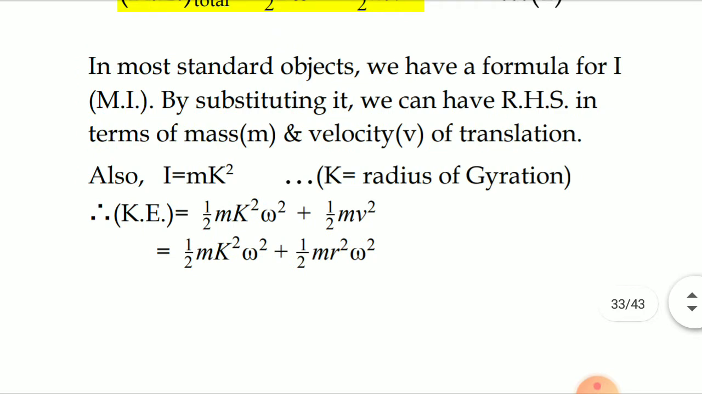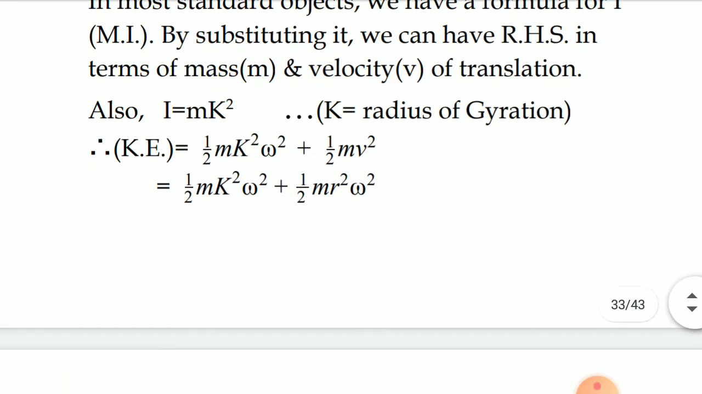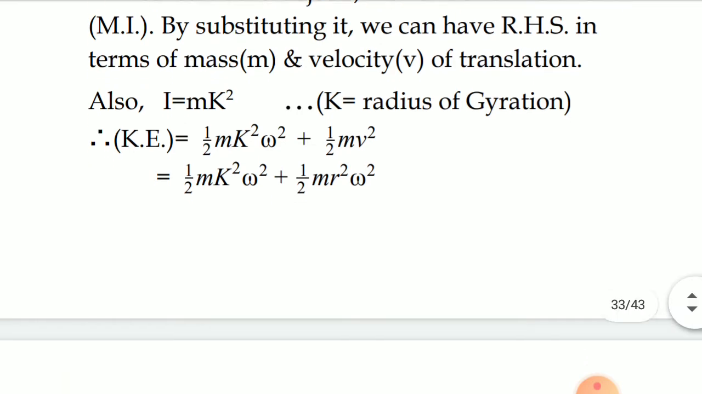For most of the standard objects, we have a formula for moment of inertia. For example, for a ring or a disc, you have the formula mr squared or mr squared by 2. In case of spheres, you have 2 by 5 mr squared or 2 by 3 mr squared. Whereas in general, for an object, I can write I is equal to m into k squared, where k happens to be the radius of gyration.